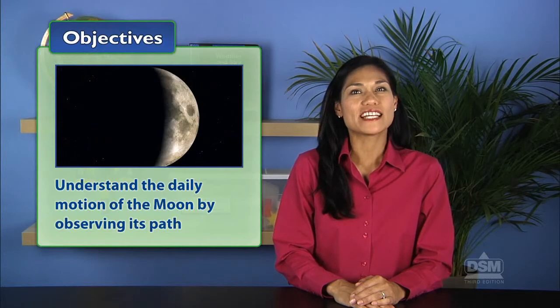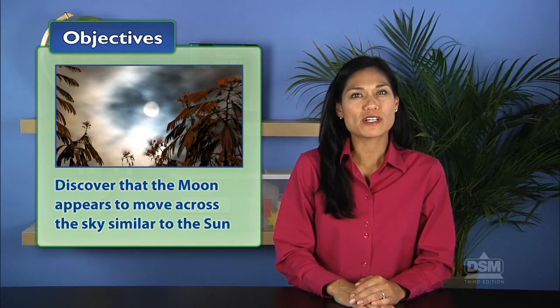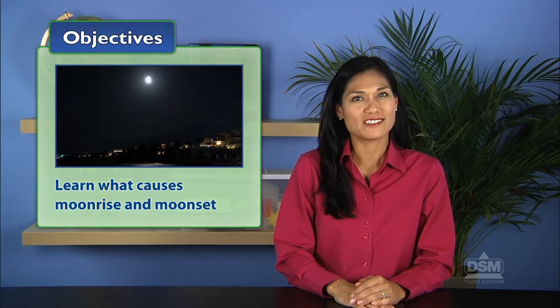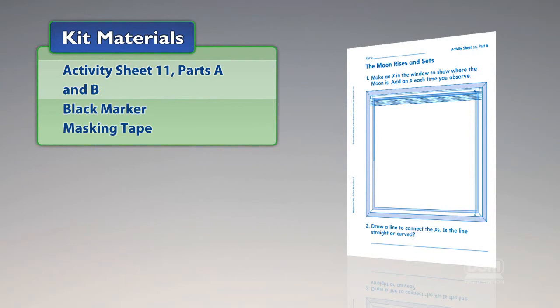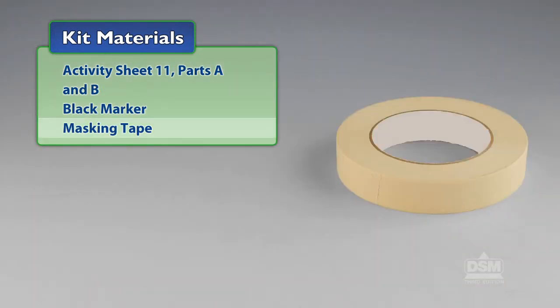In Activity 11, The Moon Rises and Sets, students come to understand the daily motion of the moon by observing its path over the course of a school day. They discover that the moon appears to move across the sky just as the sun does, and then learn what causes moonrise and moonset. You will need the following materials from the kit: Activity Sheet 11, Parts A and B, a black marker, and masking tape.